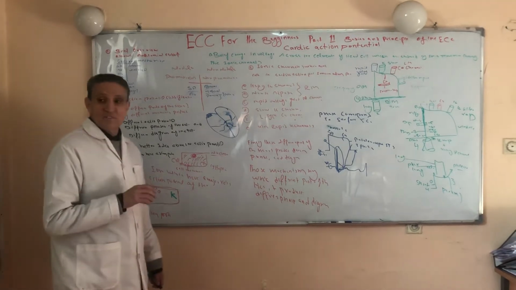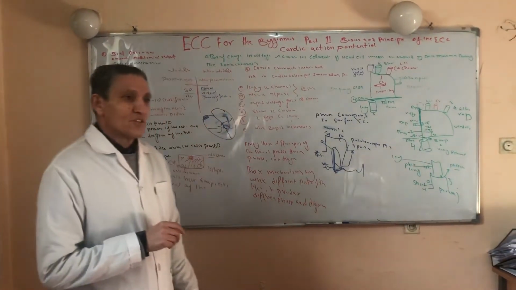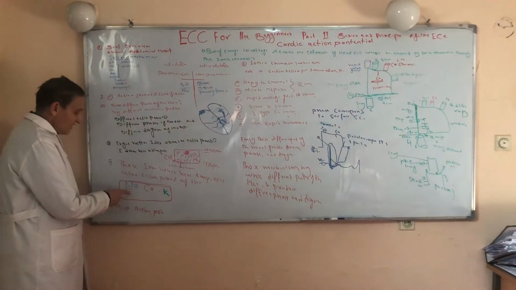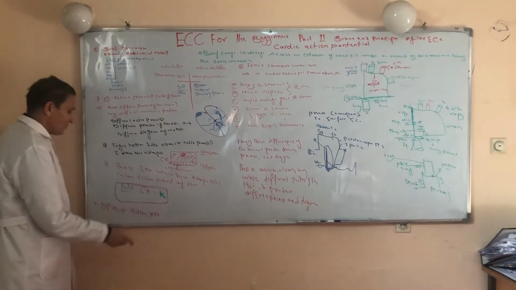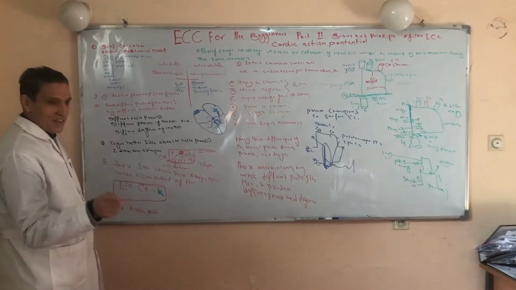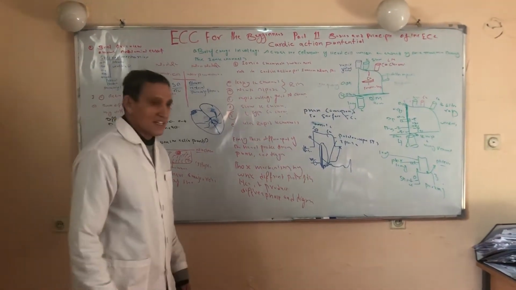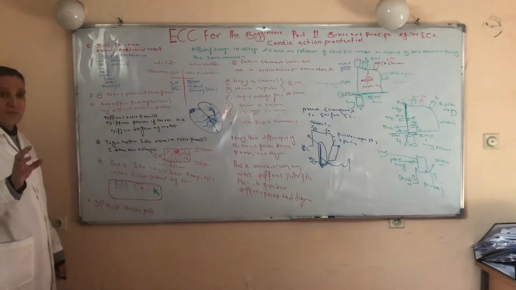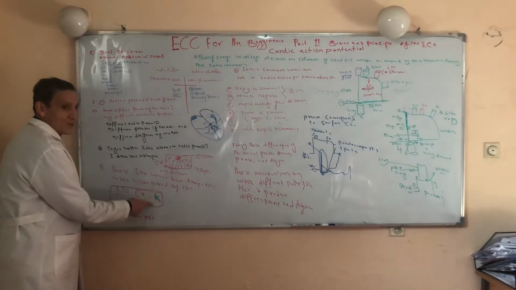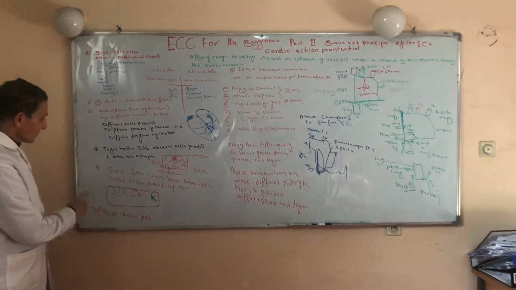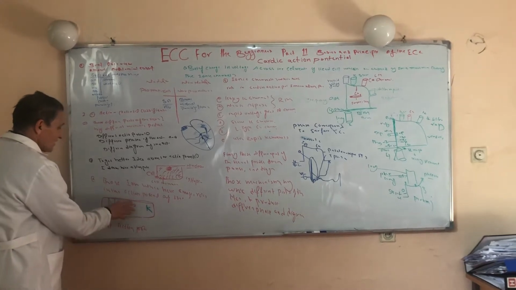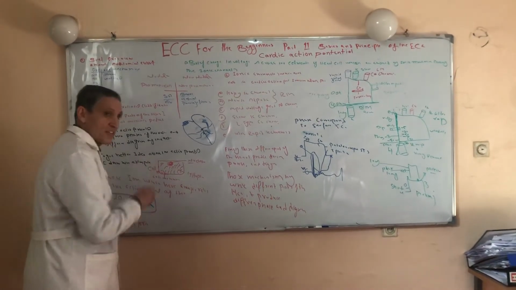Now, those ions which have a major role in the cardiac action potential. Do you know which ions have a major role? These three ions: sodium, calcium, and potassium. In the action potential diagram, sodium is represented by blue color, calcium by red color, and potassium by green color. So these are the three ions responsible for the cardiac action potential, and you shouldn't forget sodium, calcium, and potassium.